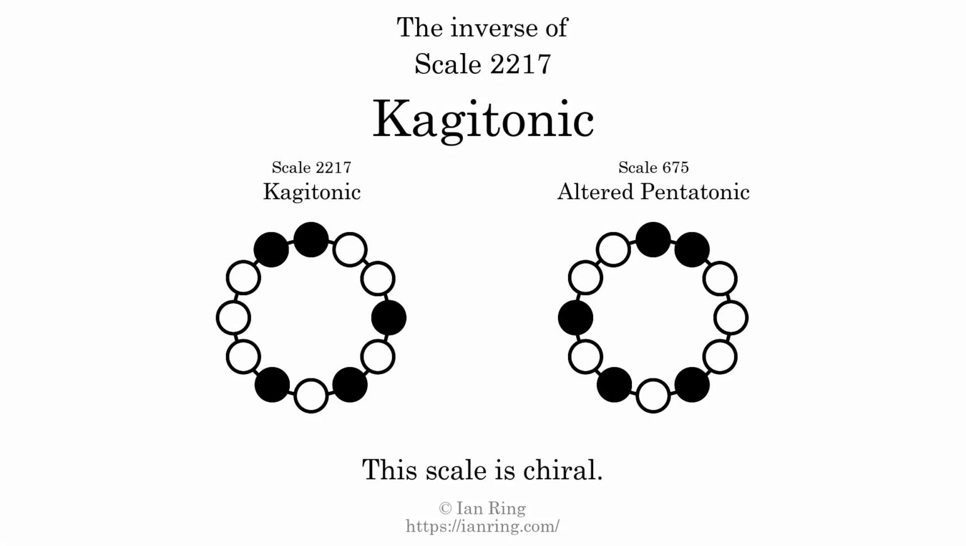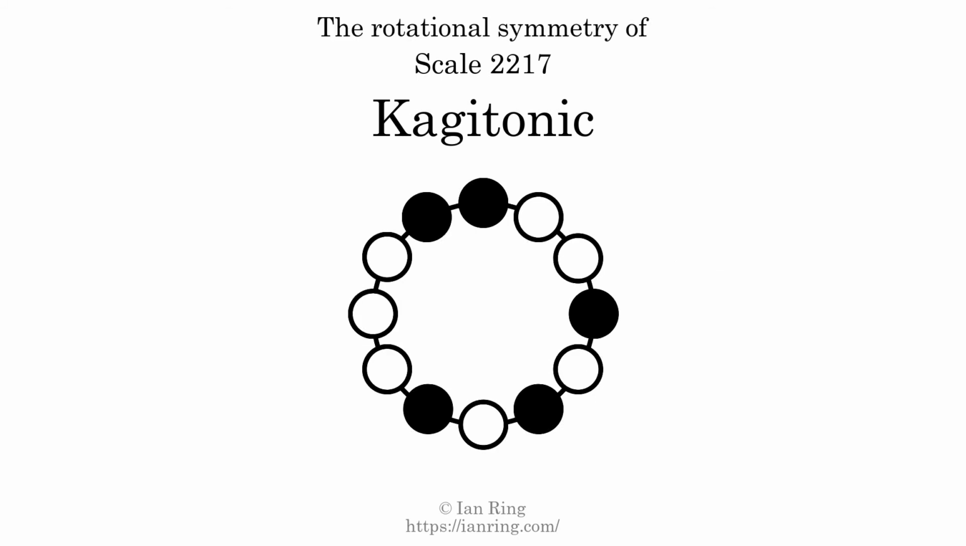The inverse of a scale is a mirror image. It is what you get when the sequence of intervals is reversed. The inverse of this scale is scale 675, also known as altered pentatonic. This scale is chiral. It cannot transform into its inverse by rotational transformation. This scale has no rotational symmetry.